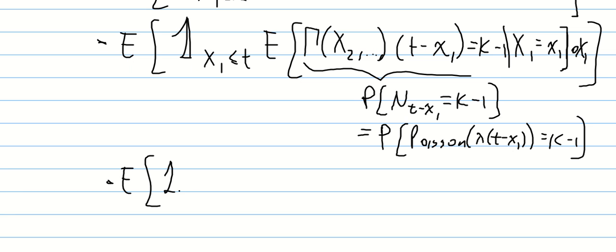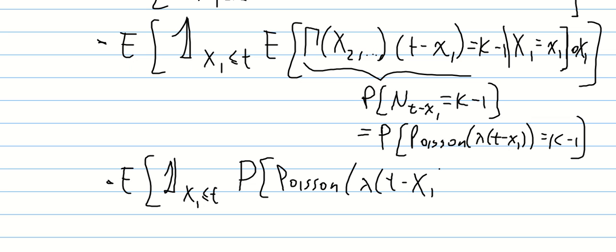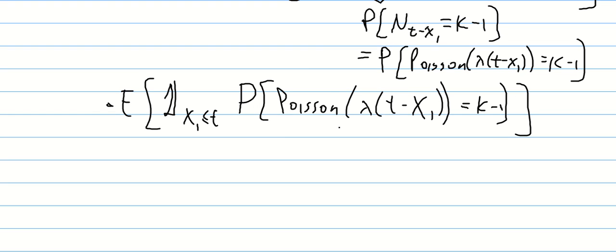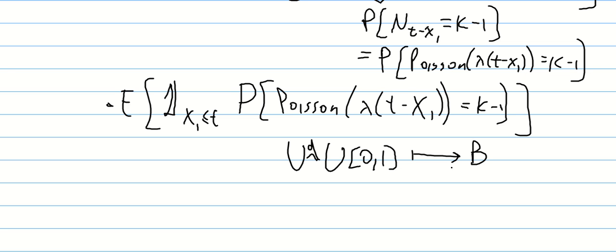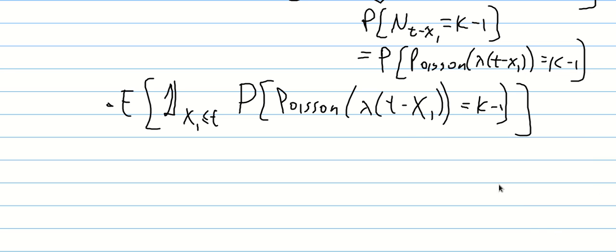So we're going to get the same indicator. And here we have the probability that a Poisson random variable with parameter lambda times t minus big X1 is equal to k minus 1. So this may look strange to you because we are looking at a Poisson random variable that has a parameter that's a random variable, but this is nothing strange, right? We did this several times. For example, you can take a uniform random variable on 0, 1 and use the result to toss a coin that's Bernoulli with parameter U. So this is something that we do often. We use a random variable as the parameter of another random variable.